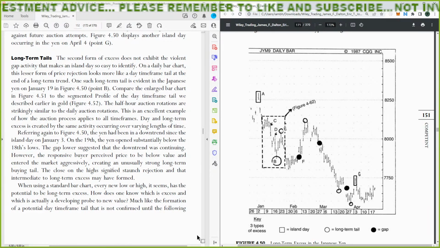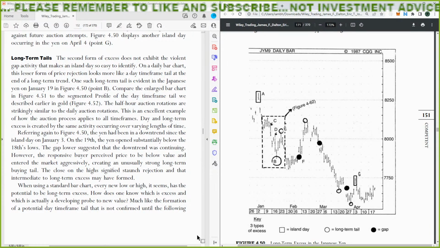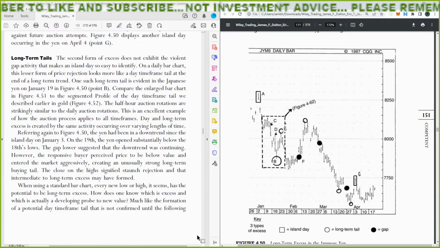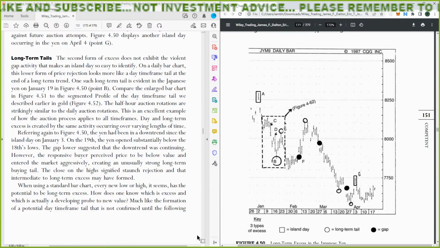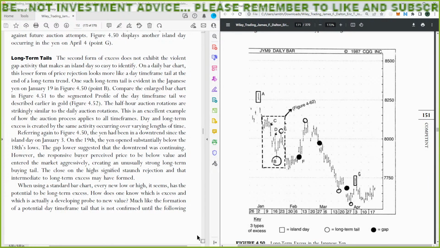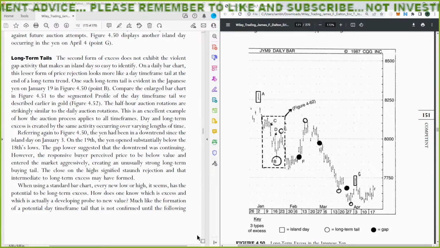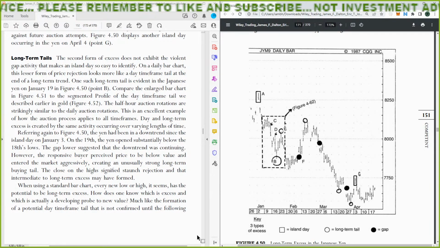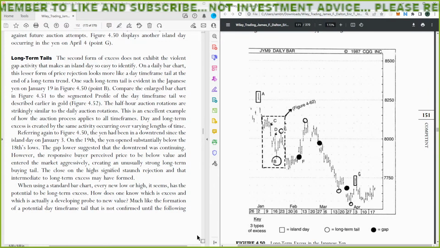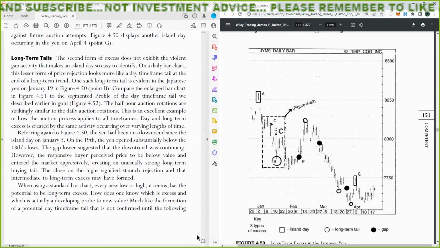Referring again to figure 4.50, the yen had been in a downtrend since the island day on January 3rd. On the 19th, the yen opened substantially below the 18th lows. The gap lower suggested that the downtrend was continuing. However, the responsive buyer perceived price to be below value and entered the market aggressively, creating an unusually strong long-term buying tail. The close on the highs signified staunch rejection and that intermediate to long-term excess may have been formed.